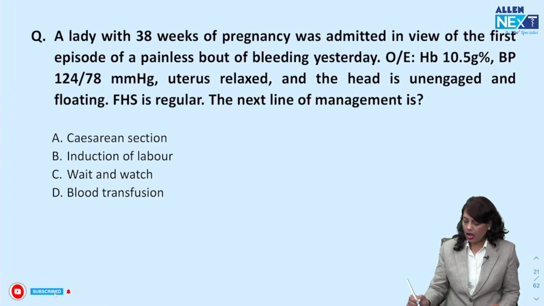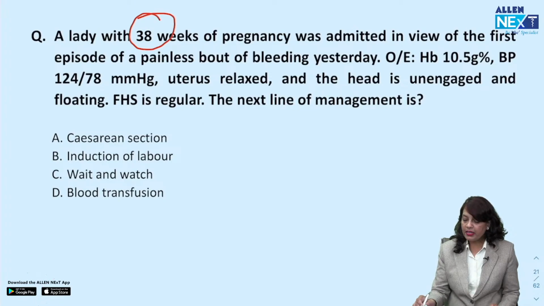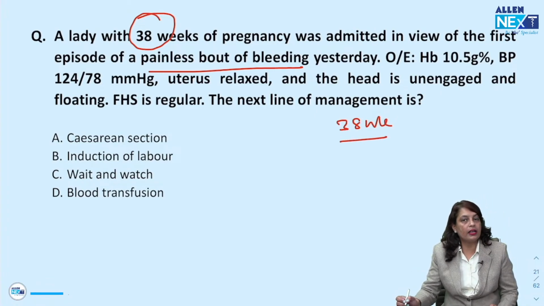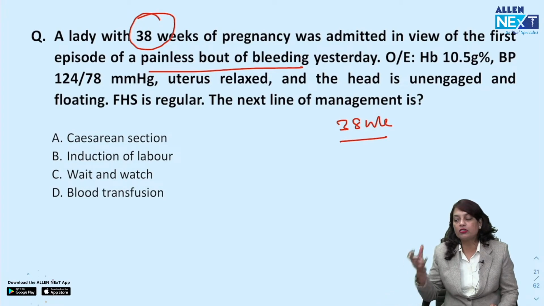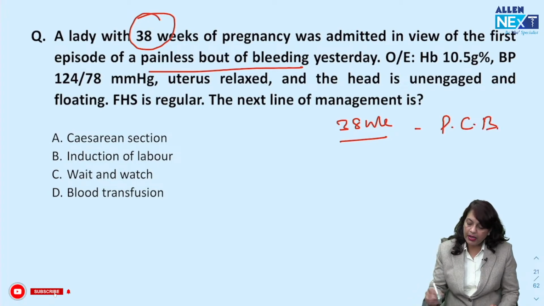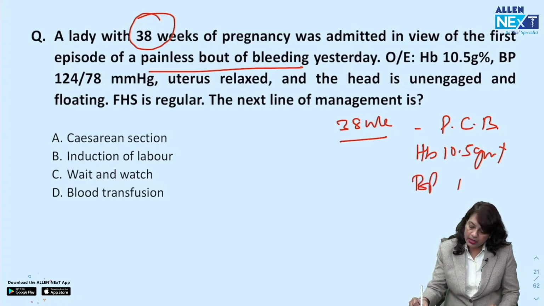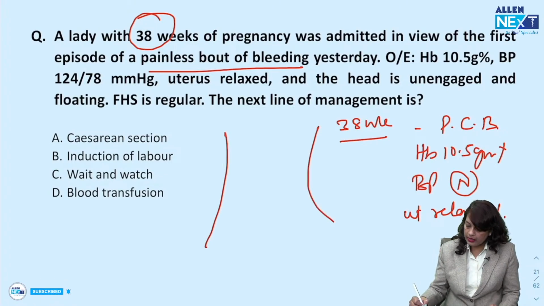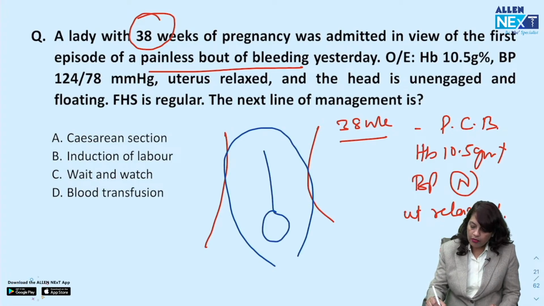Next question, a lady with 38 weeks of pregnancy was admitted in view of first episode of painless bleeding. So she is already a term pregnancy, and if it is a high risk pregnancy, you can do termination of pregnancy because the lungs are already mature. So she has painless causeless bleeding, hemoglobin is stable at this point of time, blood pressure is also normal, uterus is relaxed, head is not engaged. So the fetal head in this case is high floating.